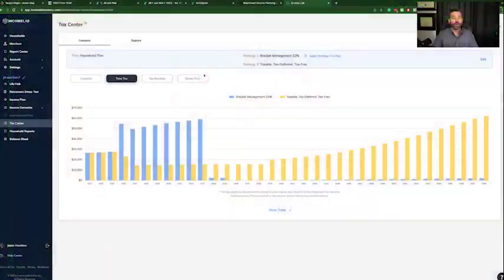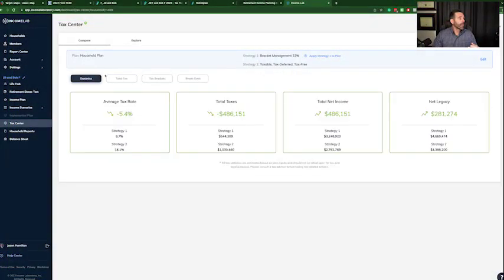So not only are you benefiting yourself today, like in Bob and Jill's situation, saving, I think it was $486,151 in taxes, we're also going to increase the legacy by $281,274 as an estimate. So they're going to, in this case, be passing on about $4.669 million. And this will pretty much all be tax-free, where if we did it here, it would be mostly pre-tax, and this would be taxable income for their heirs.